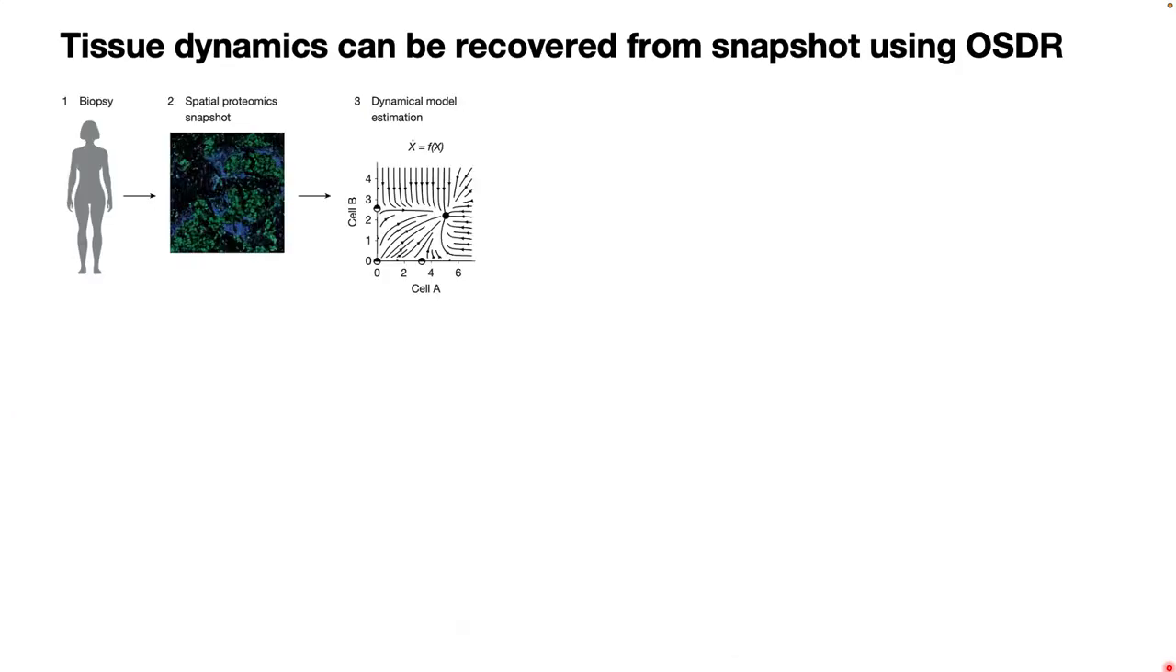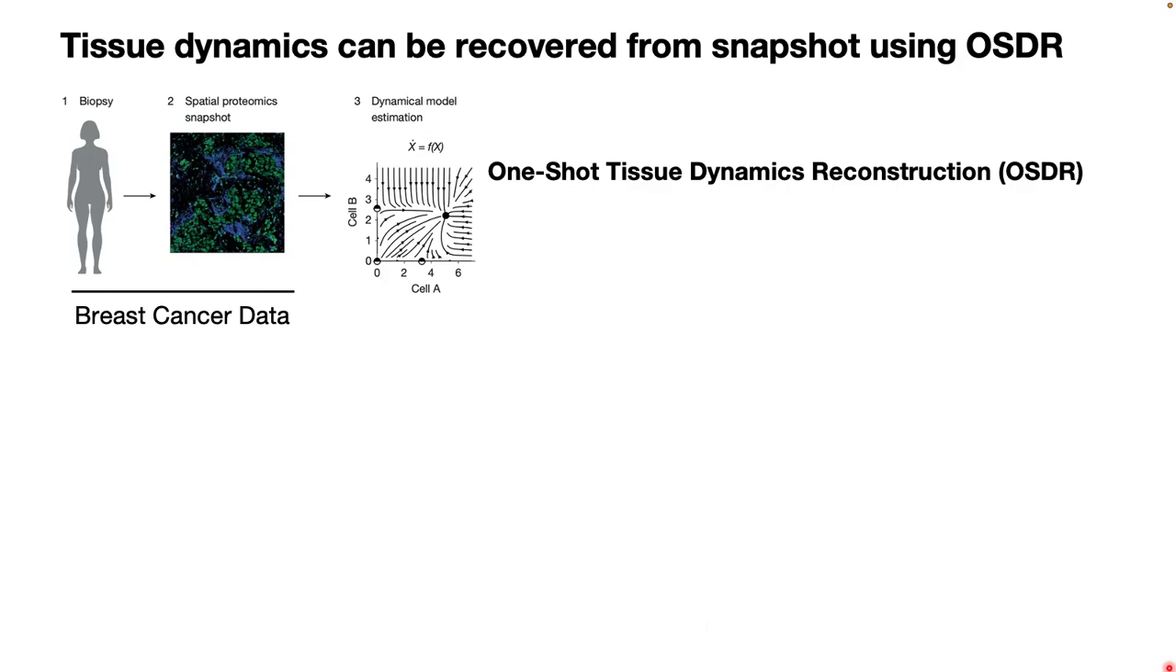So this is a summary of their method, and they call this one-shot tissue dynamics reconstruction. One-shot because they only use the one snapshot. So they apply their method to breast cancer data. So in this data, they consider three components: fibroblast and macrophage and cancer cell.